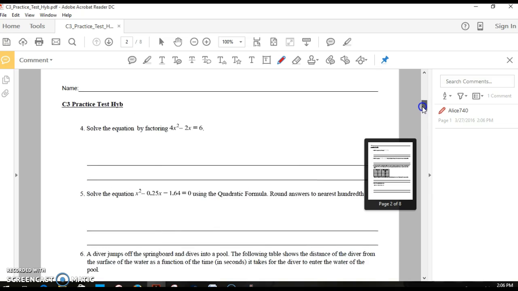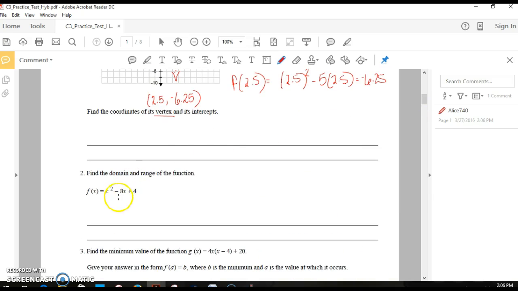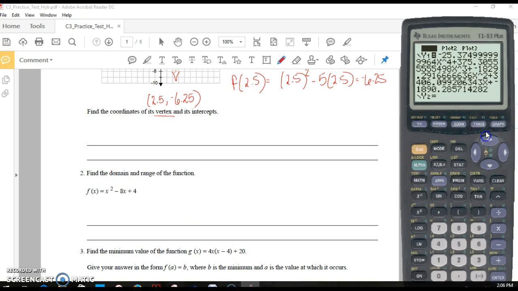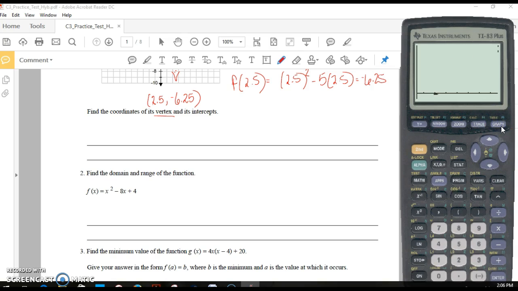Find the domain and range of the function. I have x squared minus 8x plus 4. If we graph this in the calculator, we can get a pretty nice picture, and then we can use the graph to help us. Now we know that a parabola is a polynomial, and polynomials have domains that are all real numbers. But when you look at your graph that's going off our screen just a little bit, you can see if you walk along your x-axis, there's no number that you plug in that you can't get a value out.